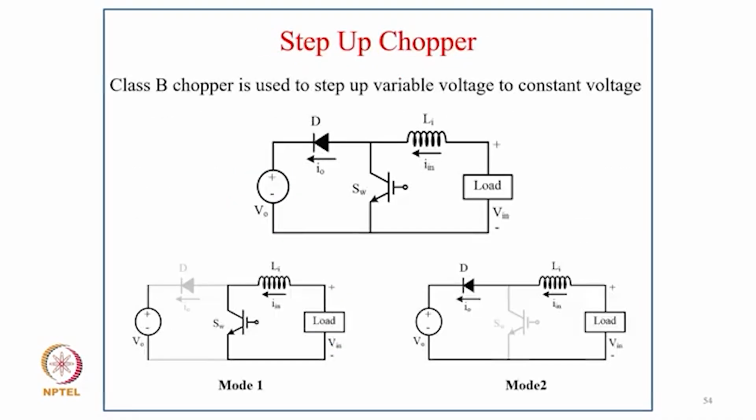Class B chopper is used to step up the variable voltage, as you can see in the diagram. When we close the switch, the current flows through the inductor, the load is short circuited across the inductor, and it increases the current. And when you switch it off, the voltage drop of the inductor reverses and it adds to the source voltage and becomes more than the source voltage, and power flows. So we have two modes: when the switch is on, and when the switch is off. When the switch is off, energy flows from the load to the source.